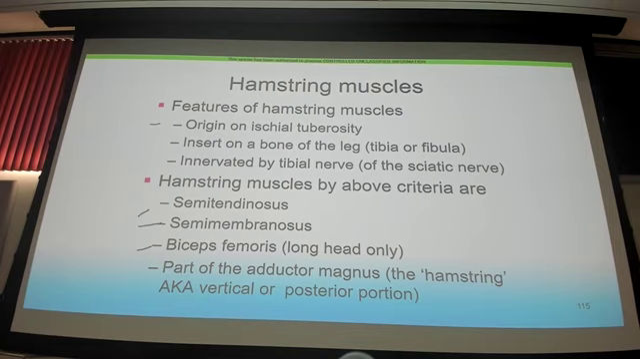Don't worry about long head only. Part of the adductor magnus, that's going to be something we've got to discuss. It's a little different. Adductor magnus is a medial compartment muscle that has a portion of it that is considered posterior compartment. And the reason we're going to point it out is there's a big reason why that has to occur.